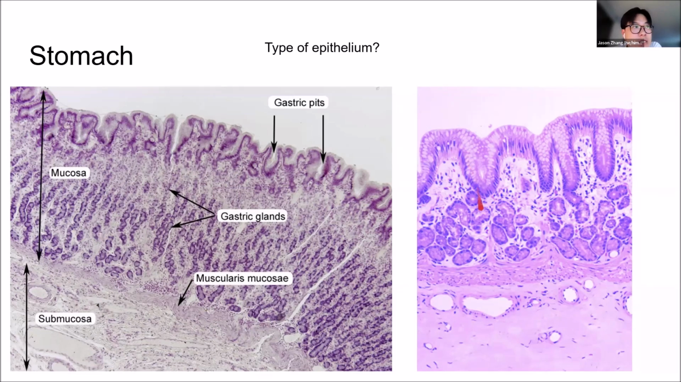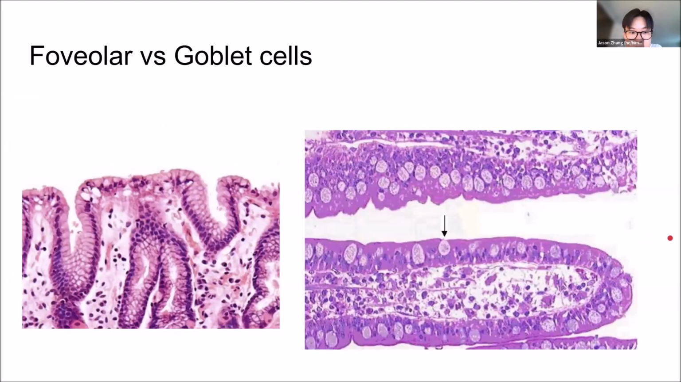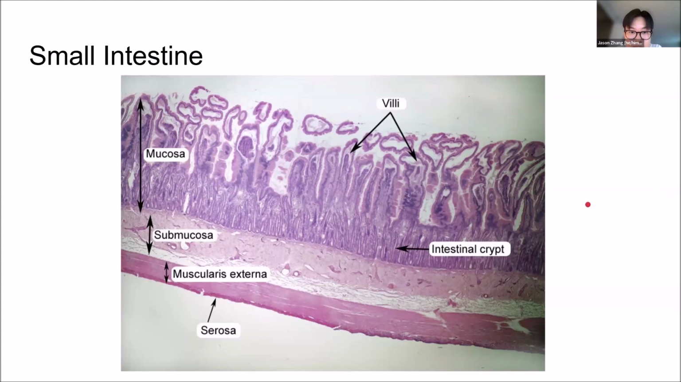And compared to the crypts in the large intestine, these won't go as deep. And you'll see some glandular structures here. That's something to look for in the stomach. For the small intestine, you'll see villi. That's something you'll be looking for, and also these crypts that go pretty deep, they're pretty thin. That's what I usually look for in the small intestine.